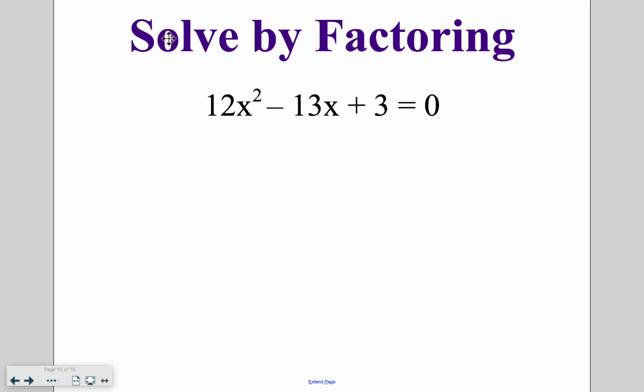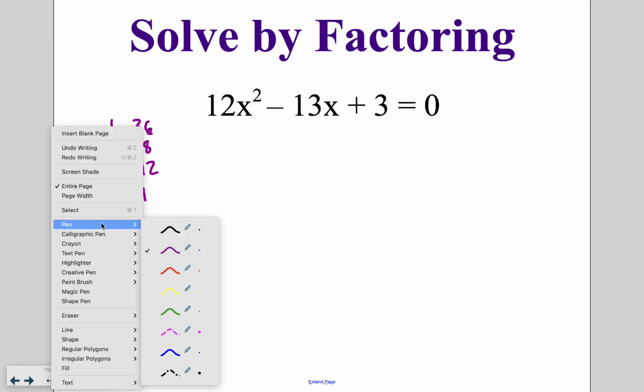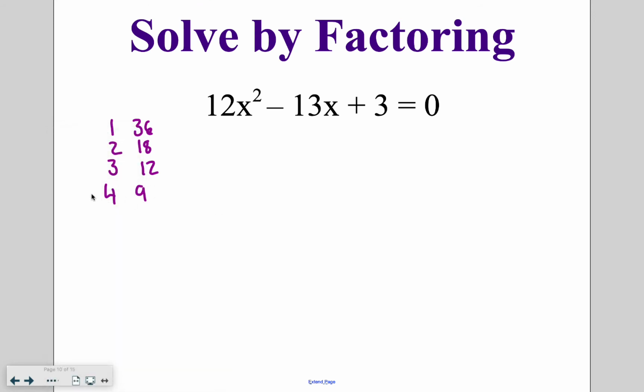Next piece, we once again check for a greatest common factor. They don't have one. We can't square root 12, so that's going to put us back into our box. I've got 12 times 3, which gives me 36. So factors are 1 and 36, 2 and 18, 3 and 12, and then 4 and 9. I am trying to get to a negative 13. So in this case, 4 and 9 gives me a positive 13. So I go opposites and we go negative 4, and negative 9 is going to give me a negative 13.